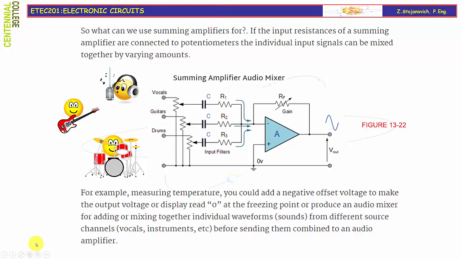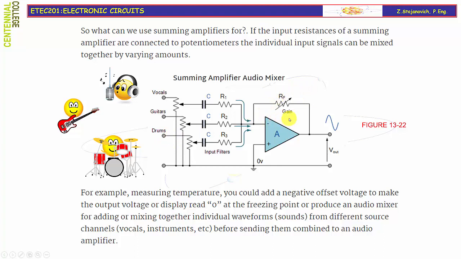So you can ask yourself, how can we use a summing amplifier? What would be a typical application? If you look at figure 13-22, you will see the application of a summing amplifier as an audio mixer. If the input resistances of a summing amplifier are connected to potentiometers, the individual input signals can be mixed together by varying amounts. For instance, channel 1 can have one level, channel 2 can have an independent level as well, and the third channel can also have a different level. So our V1, V2, and V3 can have different amplitude values at the input of the summing amplifier.